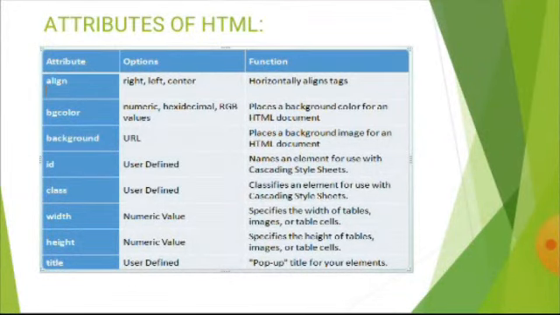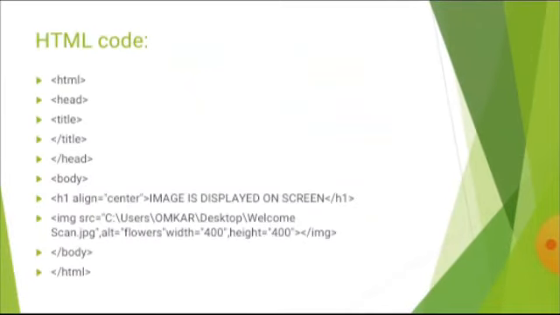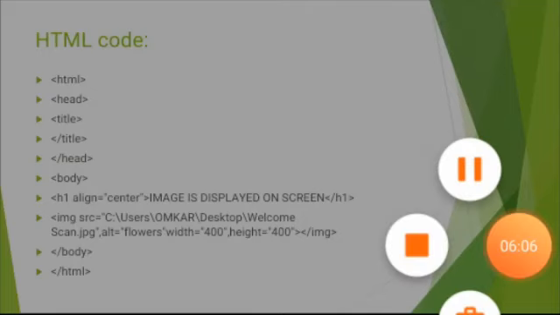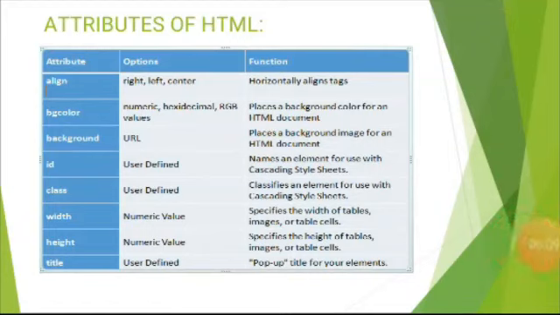These are the attributes of the image HTML tag: align, bgcolor, background, id, class, width, height, title. The align attribute is basically used to align our text or image to the right, left, center, up and down. The bgcolor attribute is used inside the body tag to give the background color to our HTML document. Then the background attribute stores the background image of the HTML document.